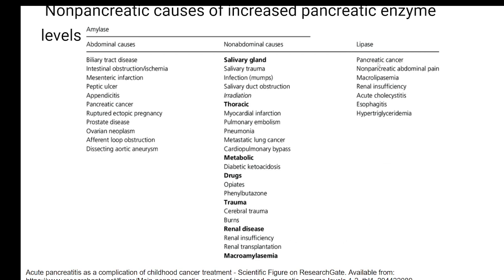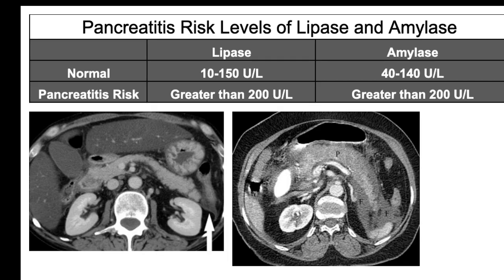Then the lipase level could also be raised in pancreatic cancer, non-pancreatic abdominal pain, lipemia, renal insufficiency, and so on. Because of that, the current trend is not to consider lipase and amylase levels as the criteria to make the diagnosis. But still, if the level is very high, like more than 3 times the normal, then that could be considered a definite sign of acute pancreatitis.